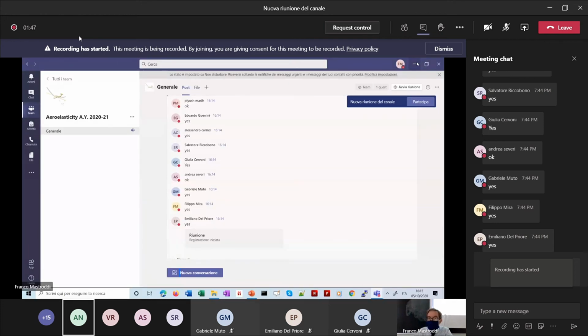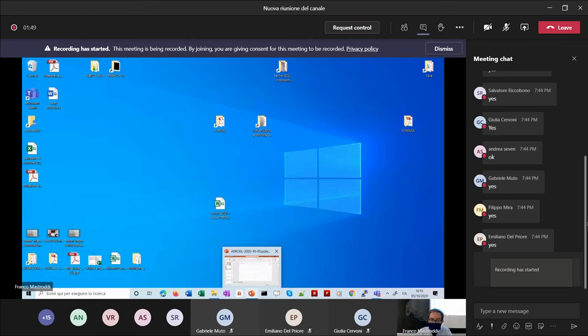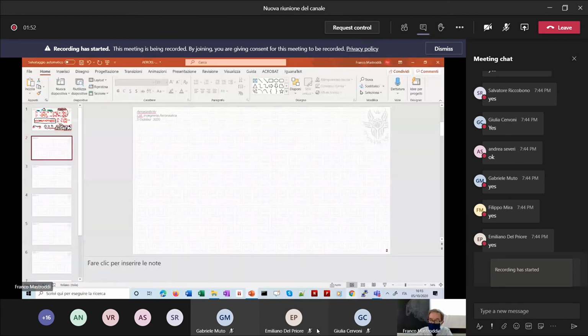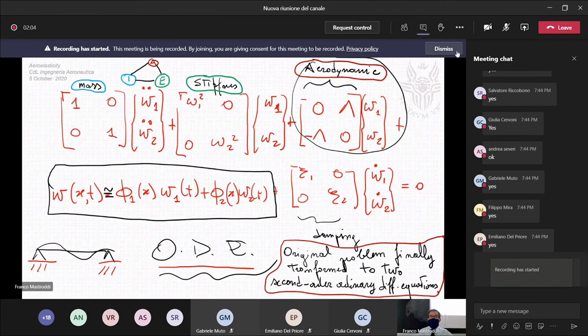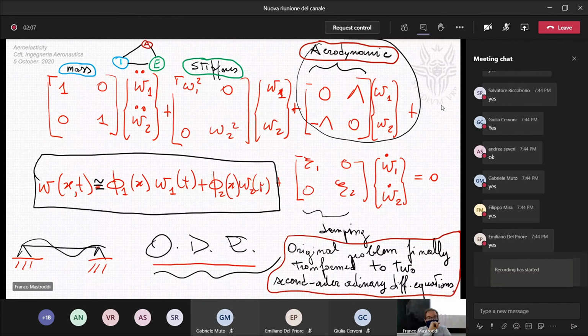Everybody, I want to share with you my whiteboard for starting my lecture. And I want to go back to our last model. We are currently studying the panel flutter model, and we started by partial differential equation.